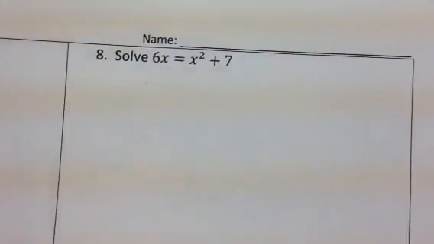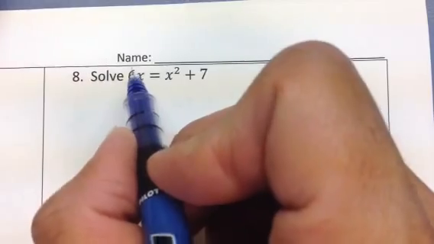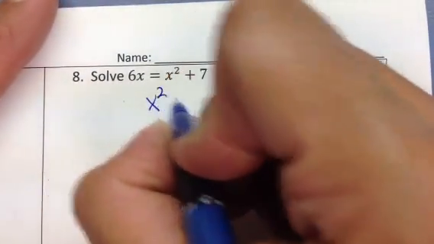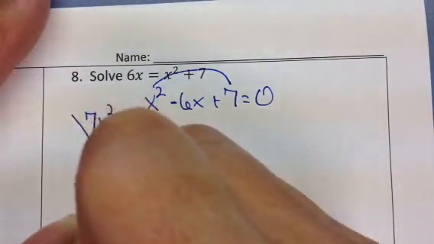Okay, so here's problem 8. Again, I have more than one type of x, so I'm going to try to factor it. So I'm going to bring the 6x over by subtracting it. Equals 0 now. I'm going to make my x. Are there factors of 7x squared that get me to negative 6x?